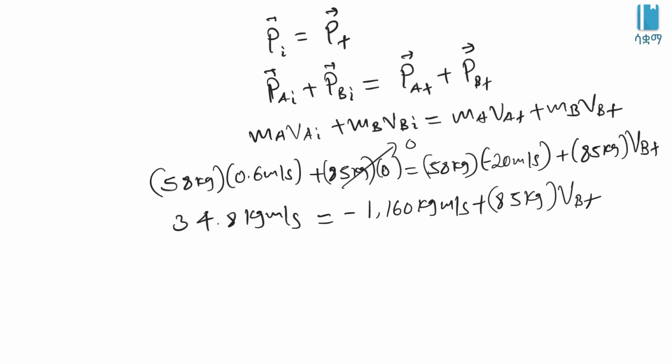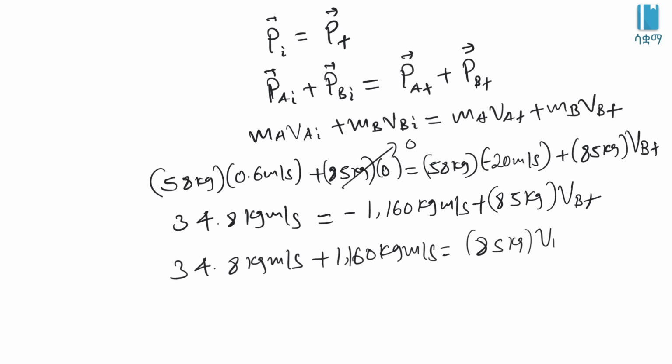When you transpose this negative 1160 kilogram meter per second to the left, what happens? So plus 1160 kilogram meter per second, with 34.8 kilogram meter per second, equals 85 kilogram times vb final. So when you add 34.8 plus 1160, which is equivalent to 1194.8 kilogram meter per second, it is equivalent to 85 kilogram times vb final.